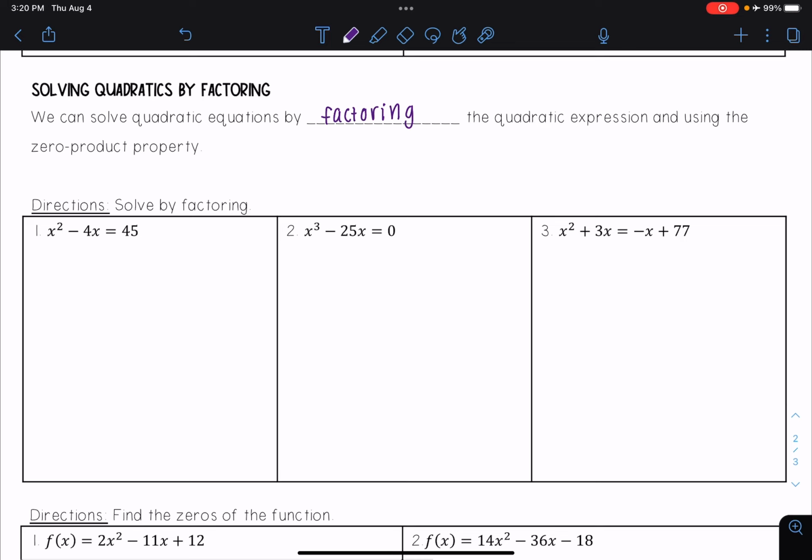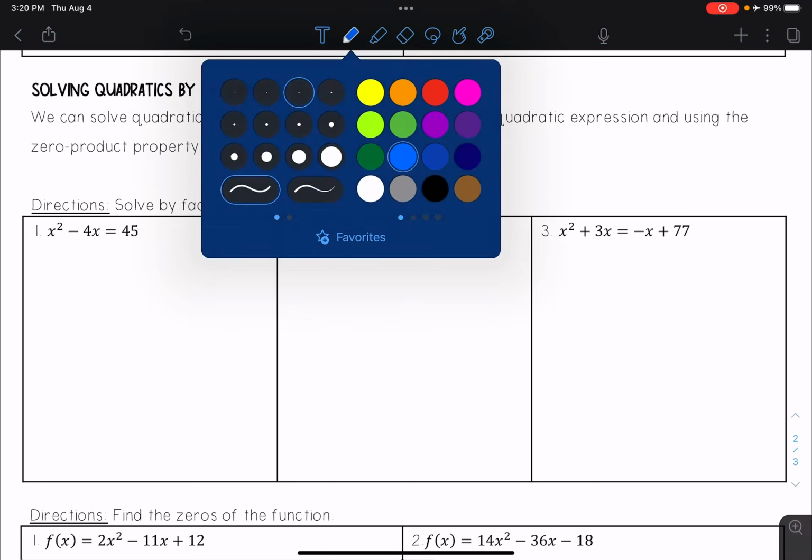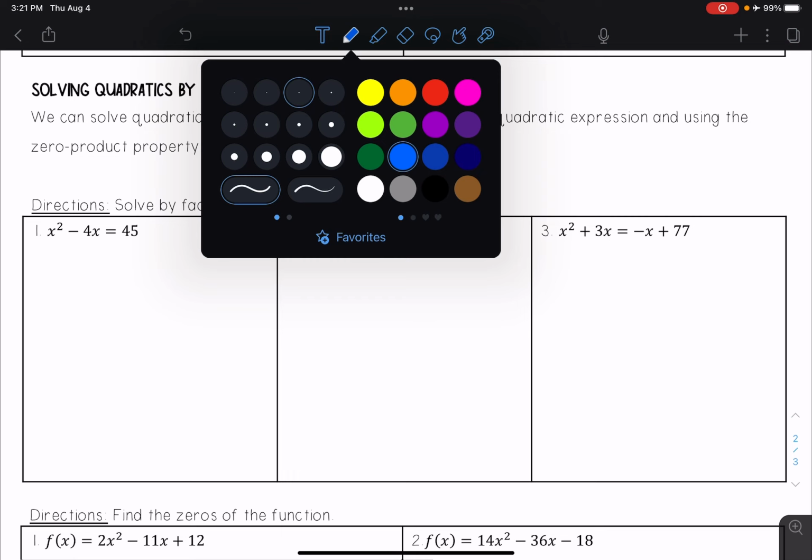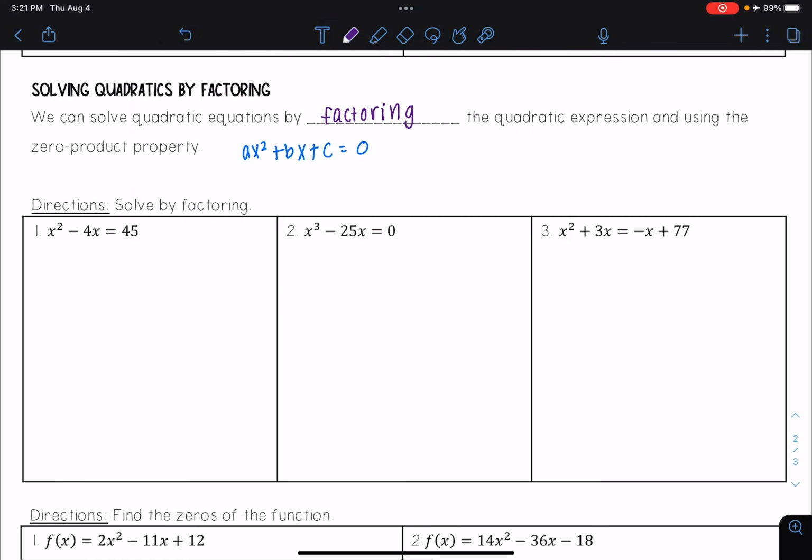For number 1, I have x squared minus 4x is equal to 45. Whenever we want to solve by factoring, we want it to be in the standard form. So we want it to be in the form ax squared plus bx plus c is equal to 0. So my first step always when I'm solving by factoring is to make sure that it's in this standard form. Here I see it's not set equal to 0, so I'm going to subtract 45 to the other side. And so I get x squared minus 4x minus 45 is equal to 0.